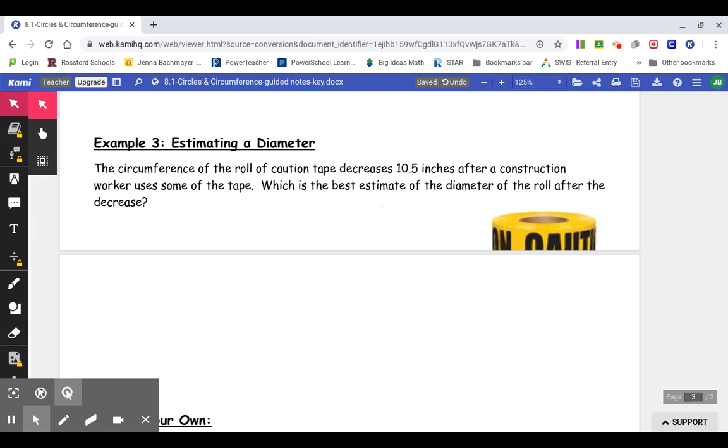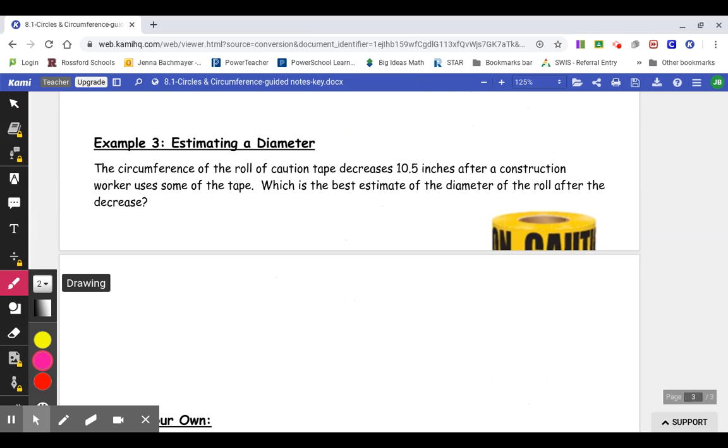Sorry about the cutoff on this example. The only piece of information that we actually need from this over here that has been cut off is that this circle caution tape, the caution tape roll, it should say 31.4 inches. If yours does not say that, just make sure you write that down.